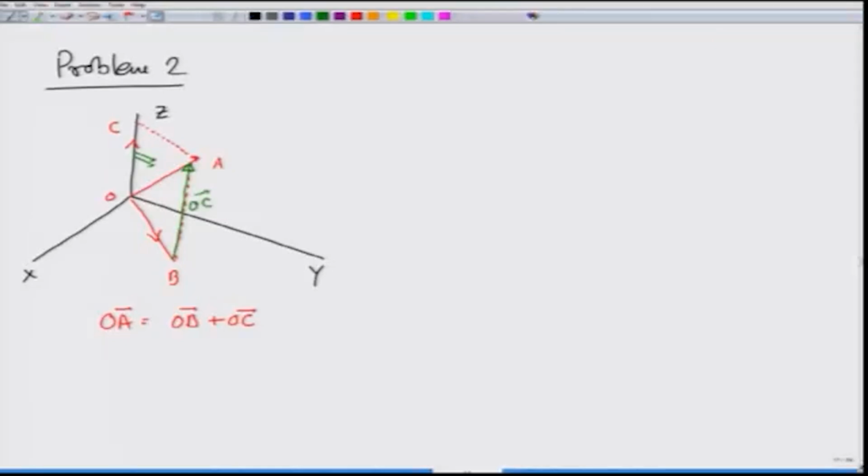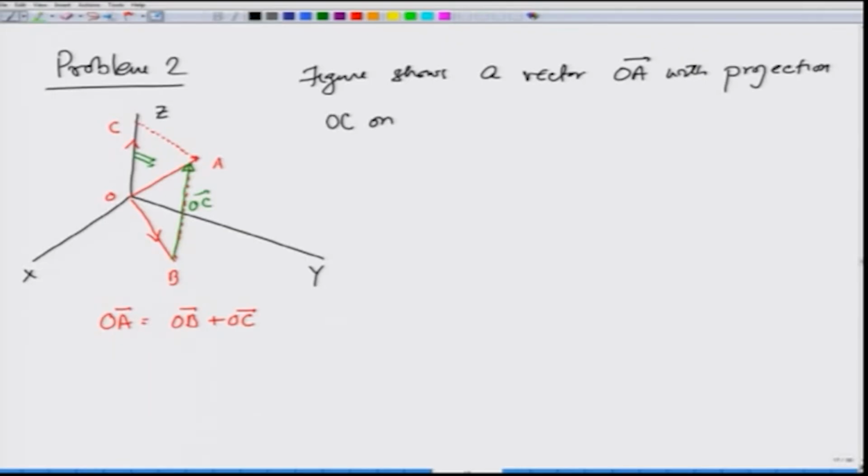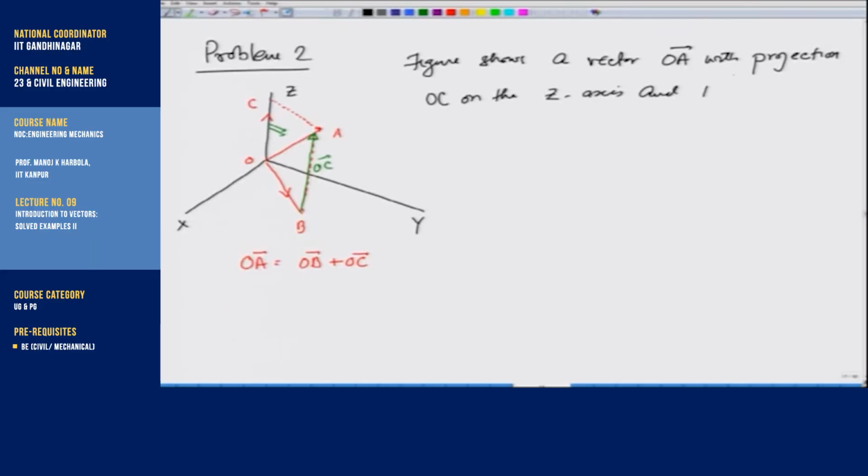I am drawing these pictures so that your imagination in 3 dimensions becomes better and better. So, the problem is, figure shows a vector OA with projection OC on the z axis and projection OB on the xy plane.